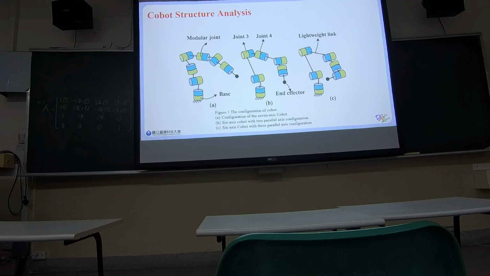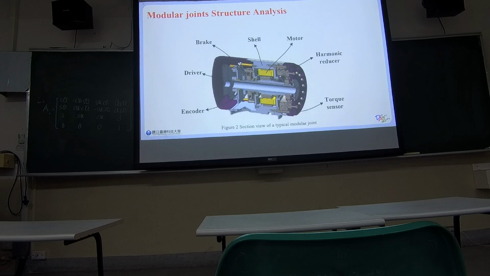And 6-axis cobot with 2 parallel axis configuration. This design increases stability and reduces operation complexity, making it ideal for precise movements required in welding and quality inspection. And 6-axis cobot with 3 parallel axis configuration. This configuration is optimized for tasks that require simultaneous multi-axis movements such as painting or complex assembly.